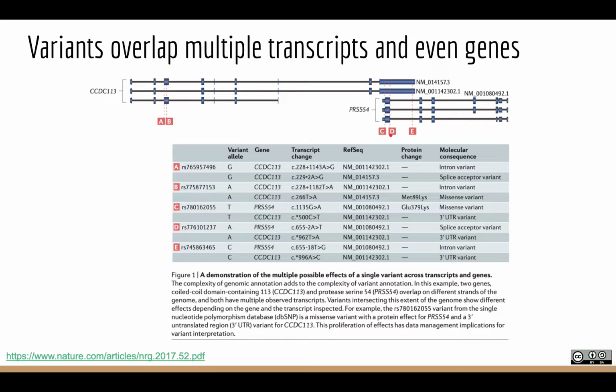Similarly here, these three different variants actually overlap two different genes. So for variant C and D, it overlaps this exon of CCDC113 and a different exon of this other gene, PRSS54. So you're going to get five different predictions, two for the two isoforms of one gene and three for the different isoforms of another. So essentially what you end up having to do is look for every variant, explore all the different possible impacts of that variant on different genes and the isoforms of that gene.